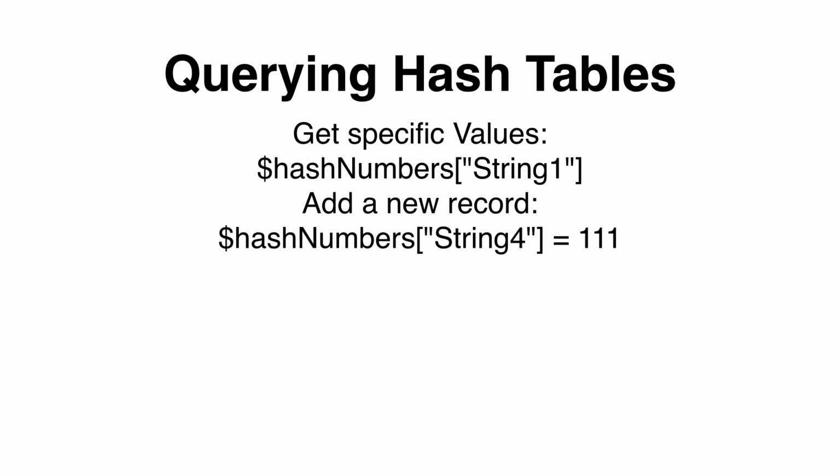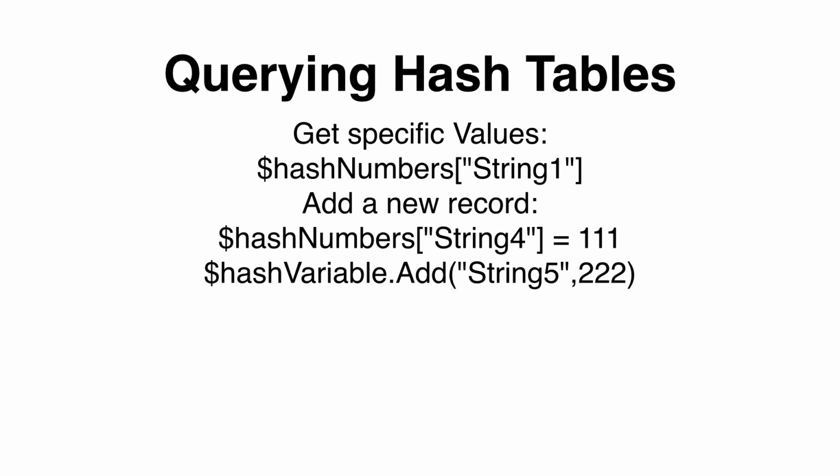Adding something, if you want to add a new record, string 4 does not exist, so we're calling the hash numbers. We are adding a new index called string 4, and we're adding a value to that. You can achieve the same if you do something that's called calling a method. The method that we're using is .add and use a normal bracket. We're adding the string number 5 and using the value 222. It's very important that you put a comma in between. That just means that the one part is the index and the second part is the value.